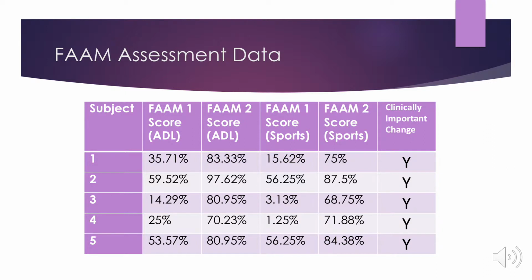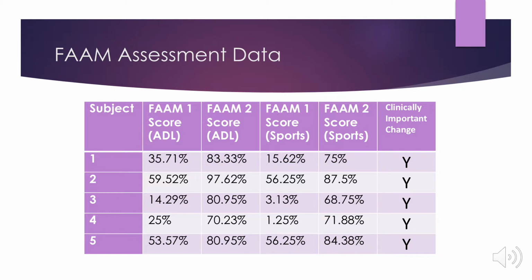For the FAAM data, I have both the ADL and sports subsets separated, so I will again go over this. So the subject 1, the first ADL score was 35.71, and the second was 83.33, and those are percentages. The first sports score was 15.62%, and the second was 75%.